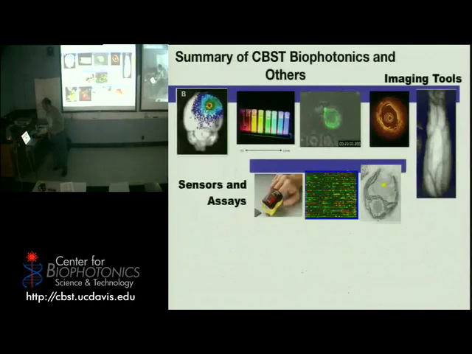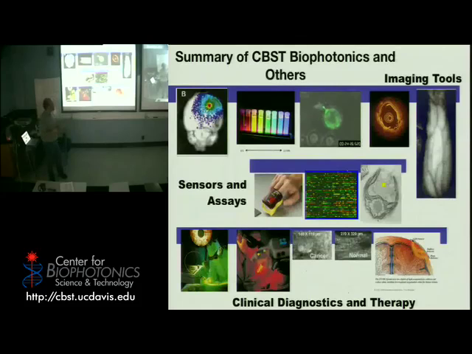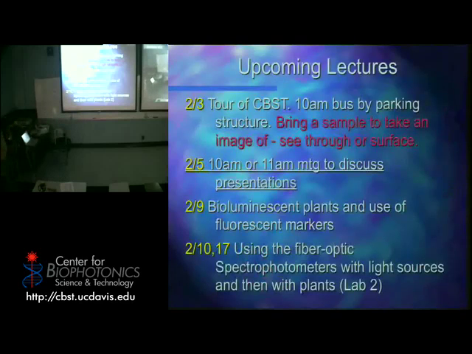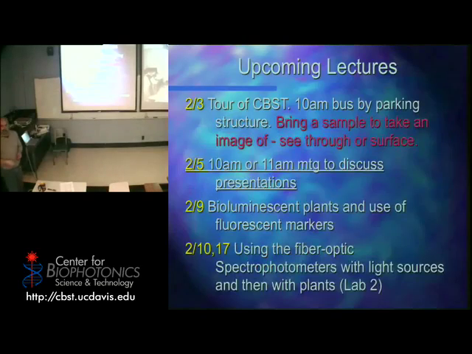So in summary, there are these 3 different types of things that we do at CBST: imaging tools, sensors and assays, and clinical diagnostics and therapy. And you'll be seeing primarily examples from imaging and sensors and assays when you guys are there. Okay, with that said, any questions about those examples? I know it was kind of a whirlwind. You got a general idea.